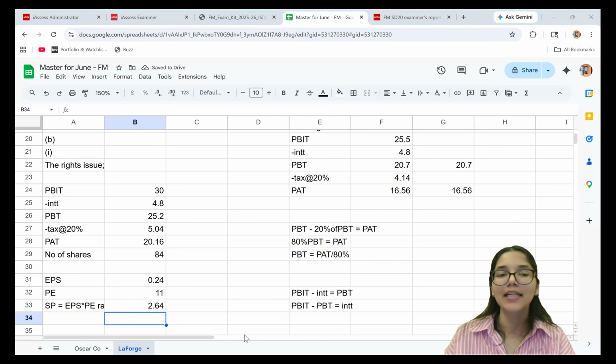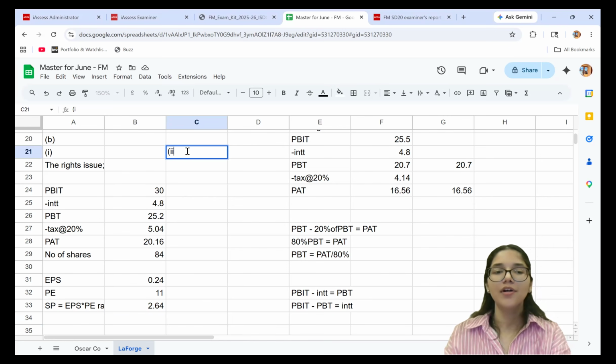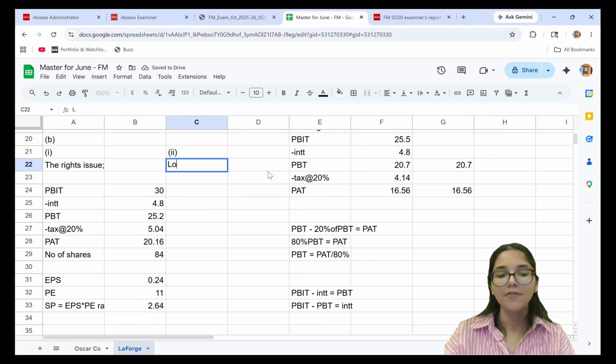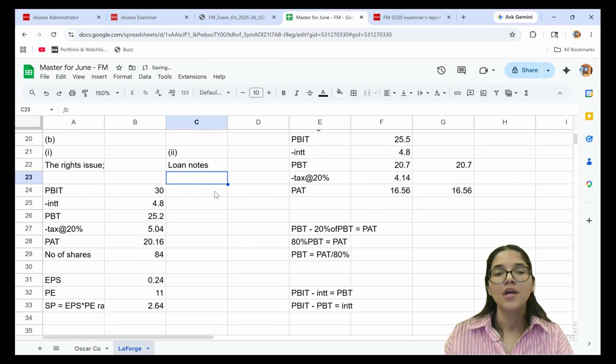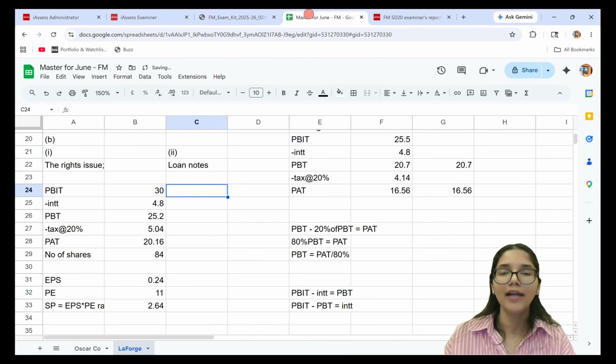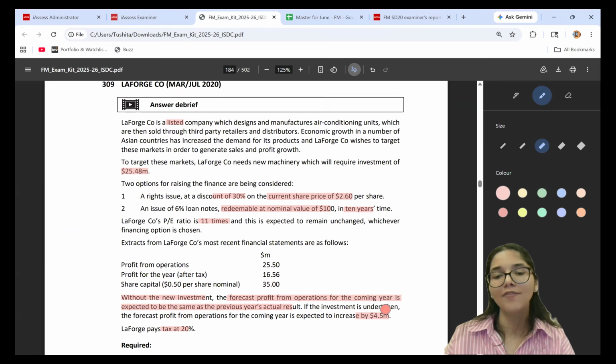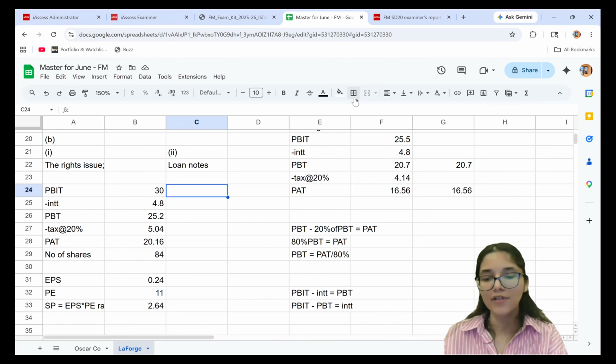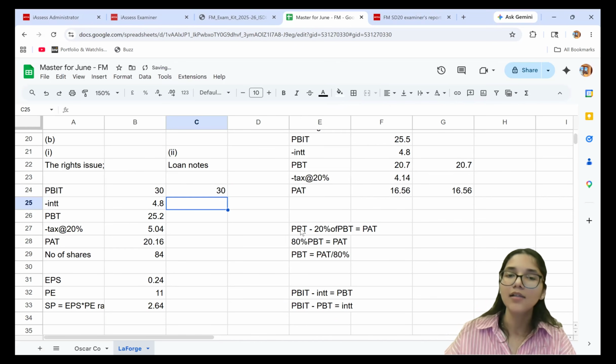So this is the entire working that we have done for part B, first part. All clear? Should we move to the second part now? Okay, so for the second part we will do the workings over here itself because the format remains the same if the company goes ahead with the loan notes. Now with the new investment going ahead, the previous profits were 25.5. Now I will have 4.5 million more of profits. So my profits will be 25.5 plus 4.5, that is $30 million.